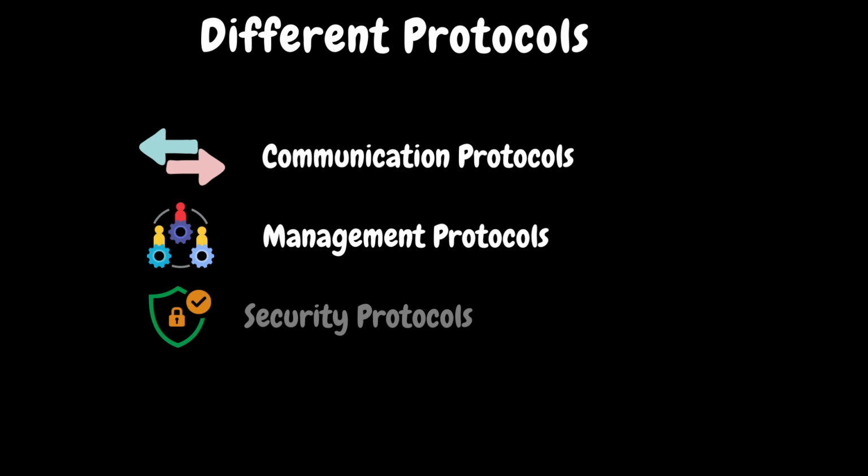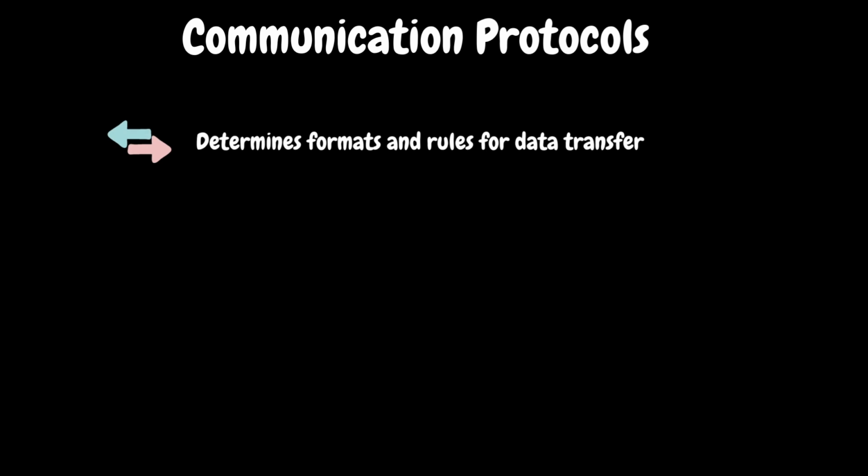The available protocols can be categorized into three different types: communication protocols, management protocols, and security protocols. Let's look at communication protocols first. Communication protocols formally describe the formats and different rules for data transfer over the network. Communication protocols also handle authentication and error detection. Let's look at some of the examples of communication protocols.